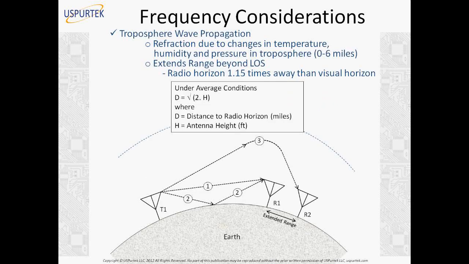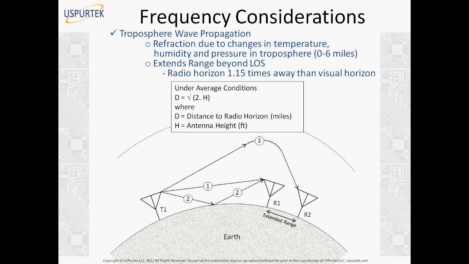Now, another phenomenon that is important here, even for direct wave propagation, is troposphere wave propagation. This is diffraction which happens due to changes in temperature, humidity, and pressure in the troposphere. Humidity, because clouds and thunderstorms exist in the troposphere. Now, this has a beneficial use for us. It extends range beyond line of sight.